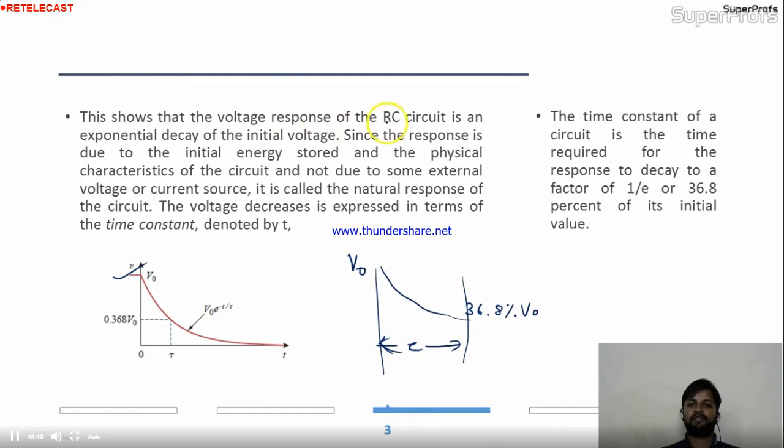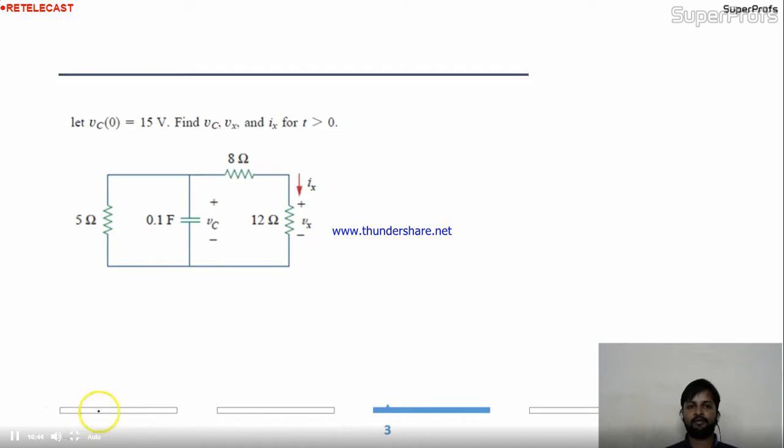This shows the voltage response of the RC circuit is an exponential decay of the initial voltage. Since the response is due to the initial energy stored and the physical characteristics of the circuit and not due to some external voltage or current source, it is called the natural response of the circuit. The voltage decrease is expressed in terms of time constant denoted by tau. I hope this is pretty clear to you people.